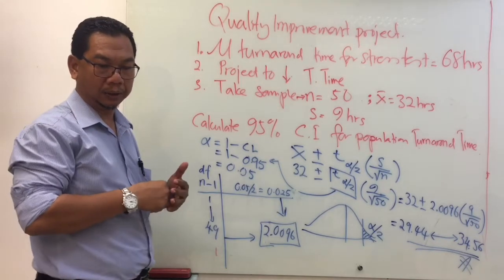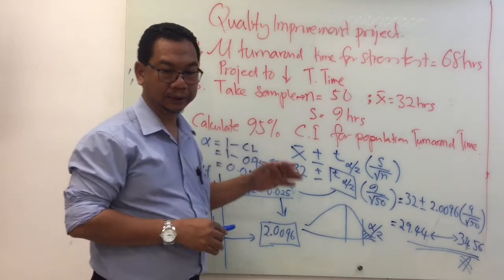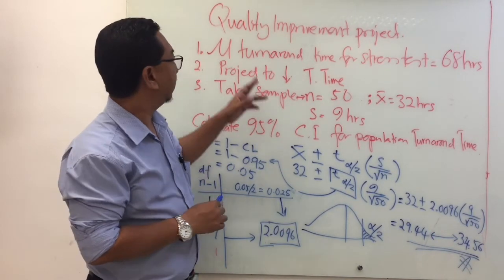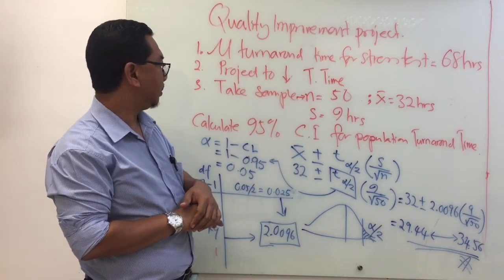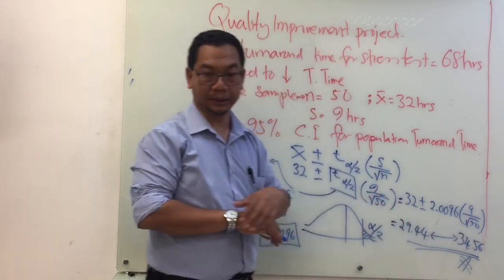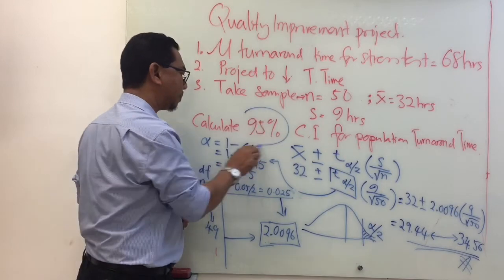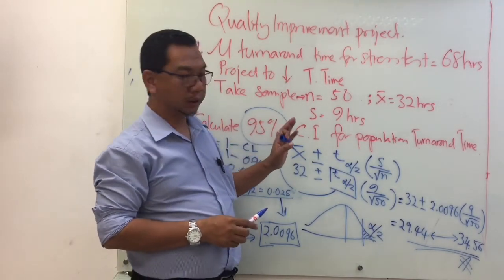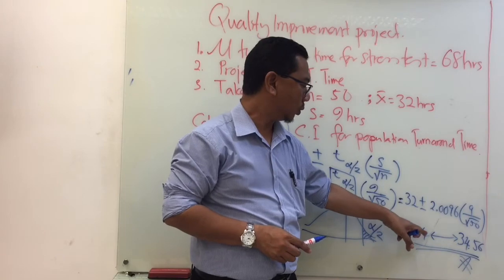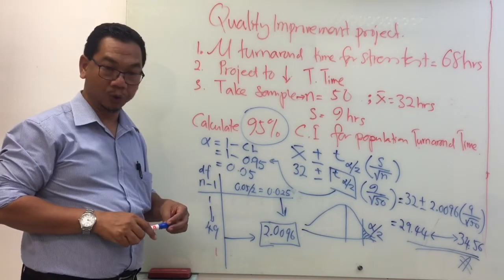So how do we interpret this? We are 95% confident that the turnaround time will be between 29.44 hours to 34.56 hours. So I repeat, we are 95% confident that the turnaround time will be between 29.44 and 34.56.